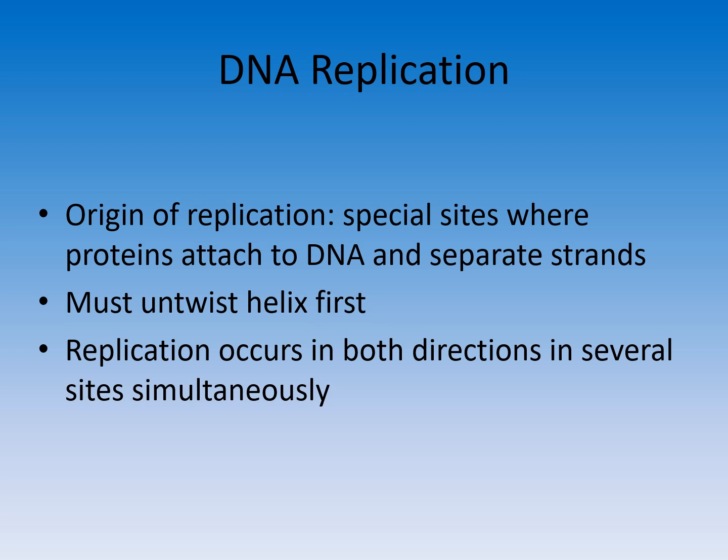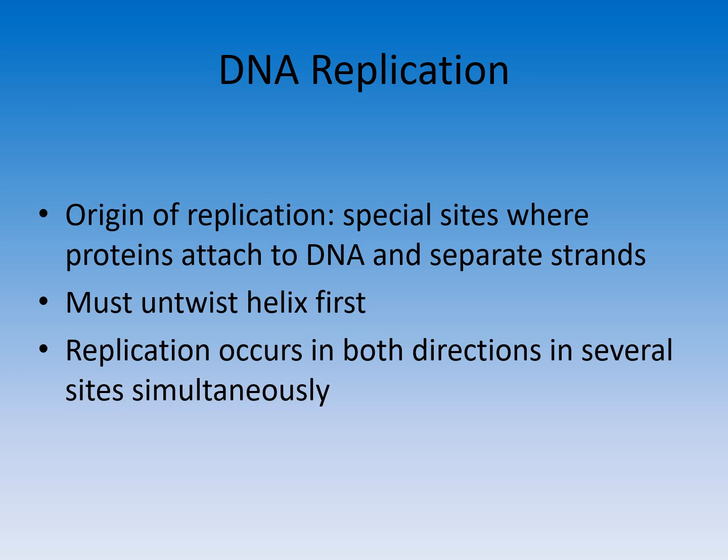So how does DNA replication itself actually occur? First off, you have what's known as origin of replication. These are certain sites where proteins can attach to the DNA, and they're going to ultimately separate the DNA strands. You have to untwist that helix first. You have to relieve the stress and untwist it and then allow it to separate. Now, from this point of origin, this point of replication, can go by either name, replication is going to occur in both directions from that point.